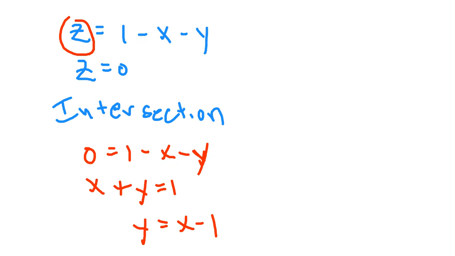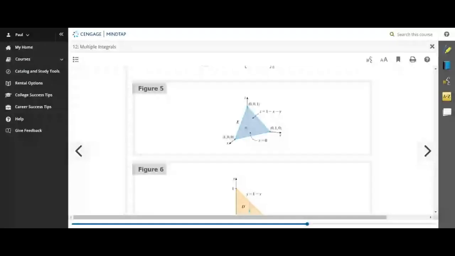So if we go back to the picture they have, you can see that where that plane coming down touches the plane z equals 0, it touches it along that line segment that's connected by the coordinates 1, 0, 0, and 0, 1, 0. Well, that's the line y equals 1 minus x.